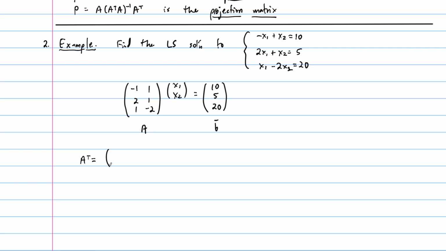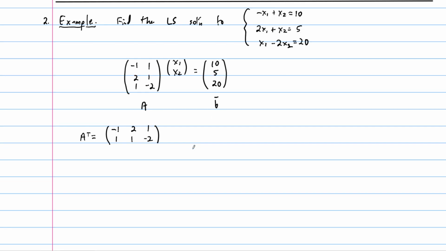A transpose is, of course, the matrix whose first row is -1, 2, 1, the first column of A, and whose second row is the second column of A. So 1, 1, -2. And then from here, we can work out those two things, A transpose A and A transpose b. We can work each of those out. A transpose A is going to end up being a 2 by 2 matrix.